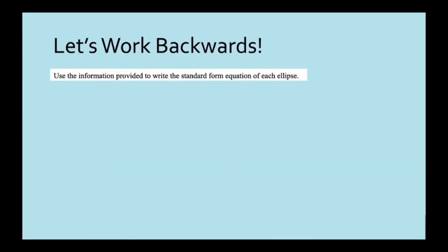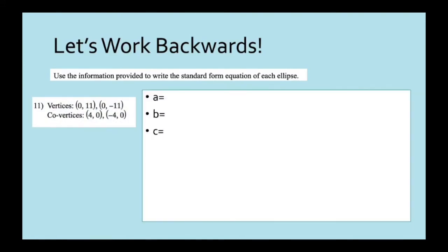Now we're going to start working backwards. I am going to give you information and you're going to find the ellipse. We did it the forwards way, where I gave you the equation and you gave me information. And now we're going to need to know it backwards. If you can find information backwards, then you know the concept very well.